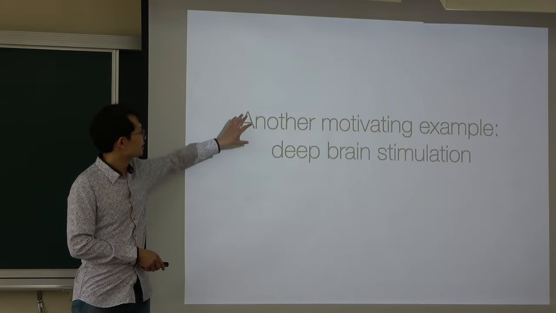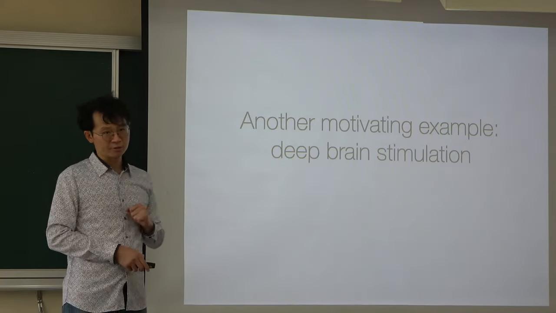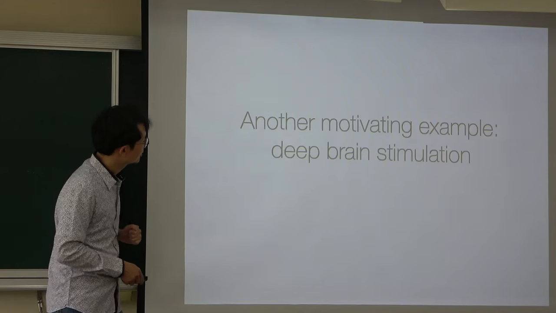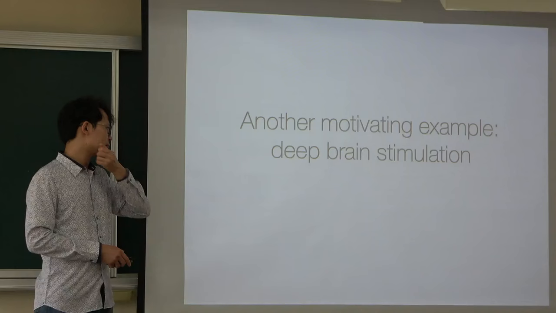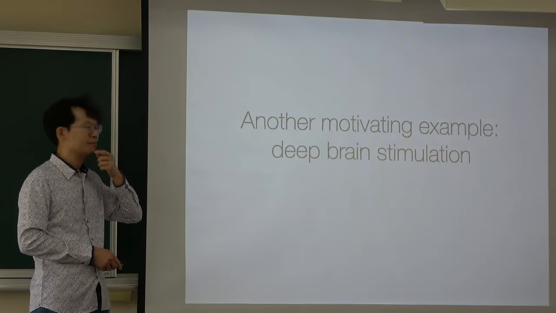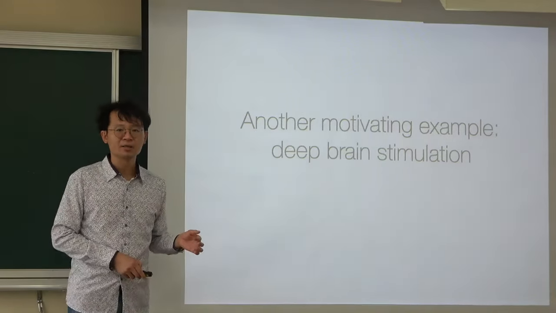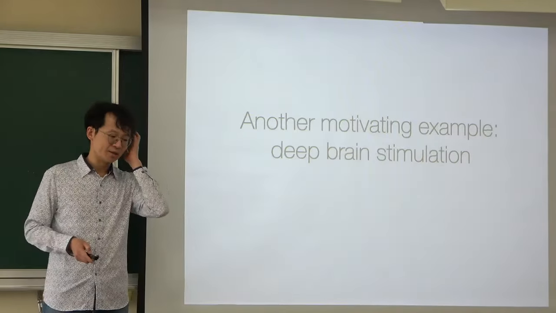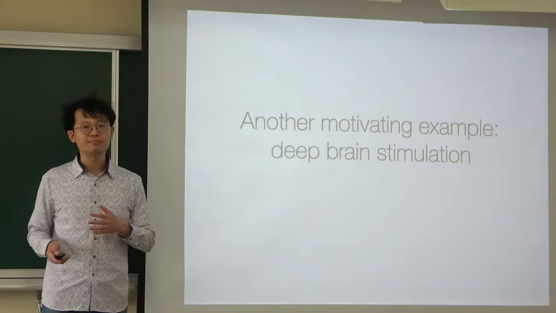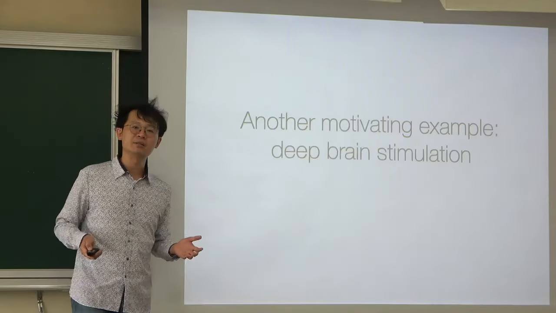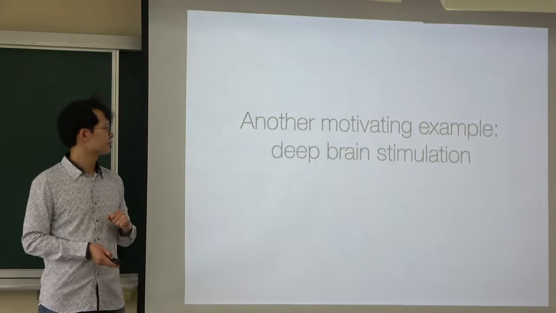Then we will talk about the second motivating example, which is about deep brain stimulation. Deep brain stimulation is a treatment technique right now that is very commonly used to treat patients with severe Parkinson's disease. Like in the end of the disease, the medical treatment fails, then the only choice, the only possibility we have to treat patients is by this technique of deep brain stimulation.